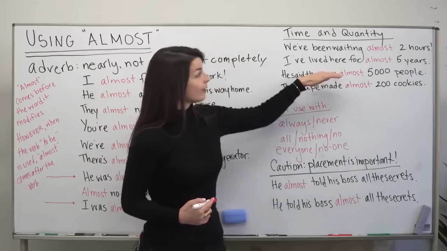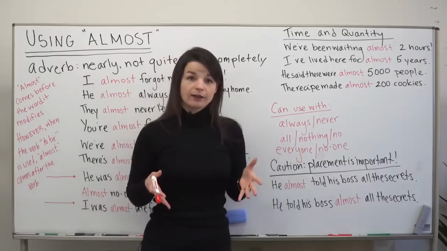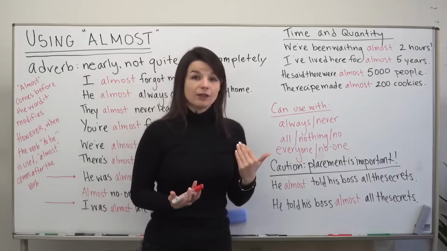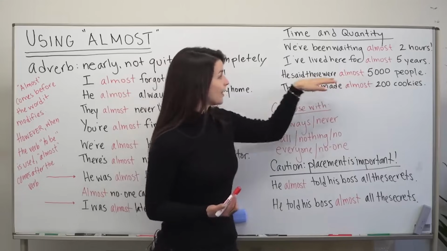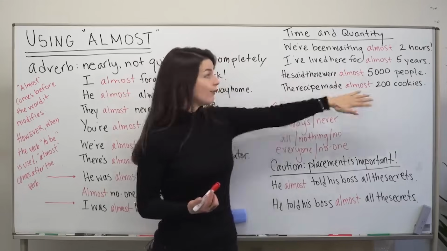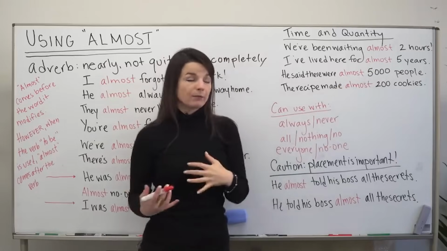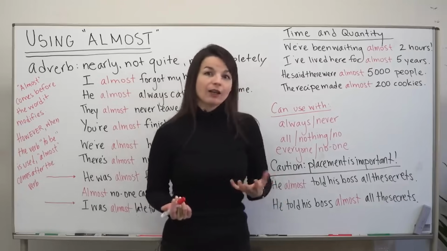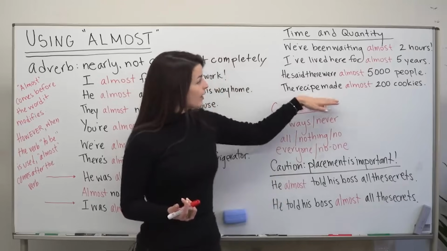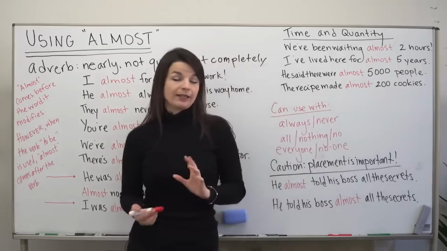The next example, I've lived here for almost 5 years. So that doesn't mean 5 years exactly, but very nearly 5 years. Same thing here. He said there were almost 5,000 people. So almost 5,000, not quite, maybe like 4,900, for example. Very nearly 5,000. Again, the recipe made almost 200 cookies. So again, not quite is the meaning here.